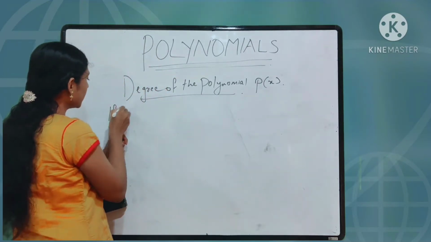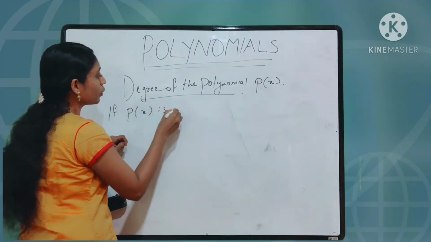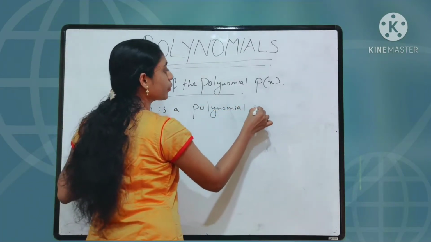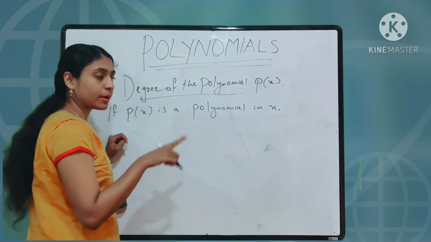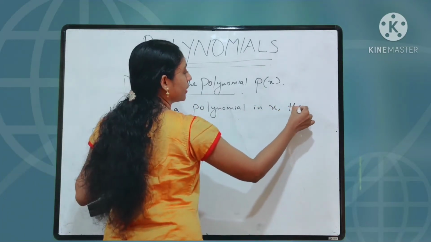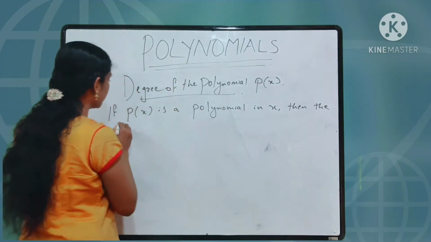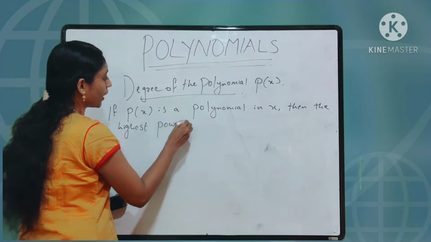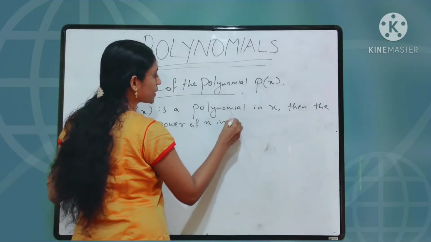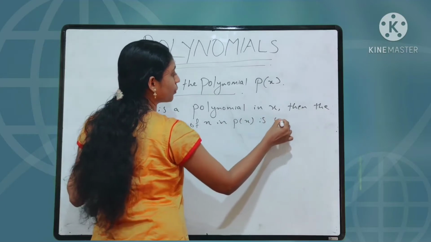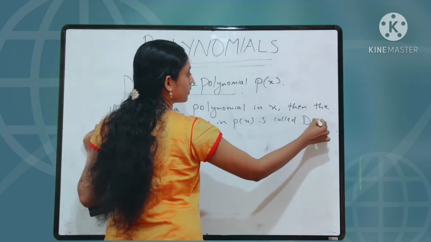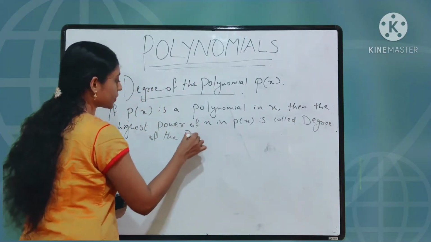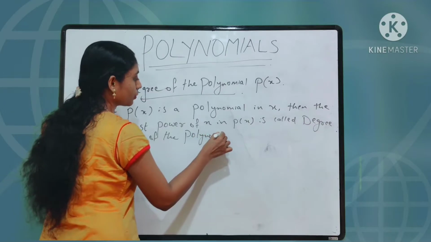That is, if P of x is a polynomial in the variable x, then the highest power of x in P of x is called degree of the polynomial P of x, right? That we studied in our lower class, right? It is called the degree of the polynomial P of x.